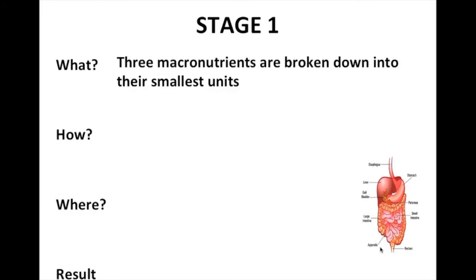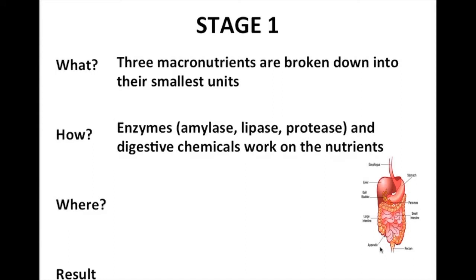So in stage 1, we break down our macronutrients into their smallest units. And how do we do this? Well, the enzymes in our digestive system break down the macronutrients into their smallest molecules. Carbohydrate is broken down by amylase into glucose. Fats are broken down into fatty acids and glycerol by lipase. And proteins are broken down by protease into amino acids. For the purpose of this video and for your assignment, we're only going to look at what happens to fat and carbohydrate. So we're not going to look at the metabolism of protein.